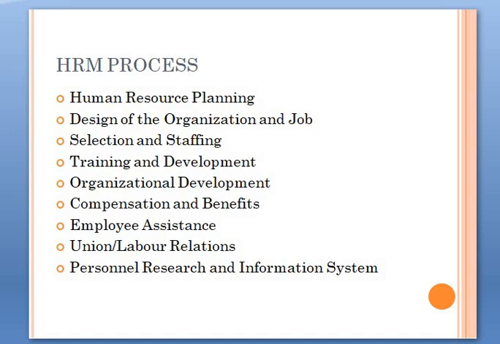These are the processes of human resource management. First, we will go with human resource planning. Then comes designing of the organization and the job. Then selection and staffing. Then training and development. Then organizational development, compensation and benefits. Then employee assistance. Then union or labor relations. Then personnel relations and information system.